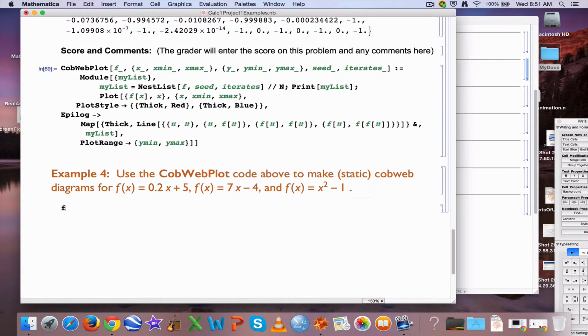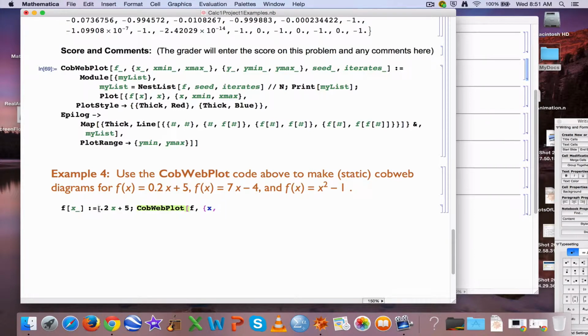So we use it down here for example 4. For example, first we use the function 0.2x plus 5. How do you use the CobWebPlot? You just go ahead and type CobWebPlot. Then you look at the syntax up here and enter these things without underscores. The function name, comma, the window in the x direction.